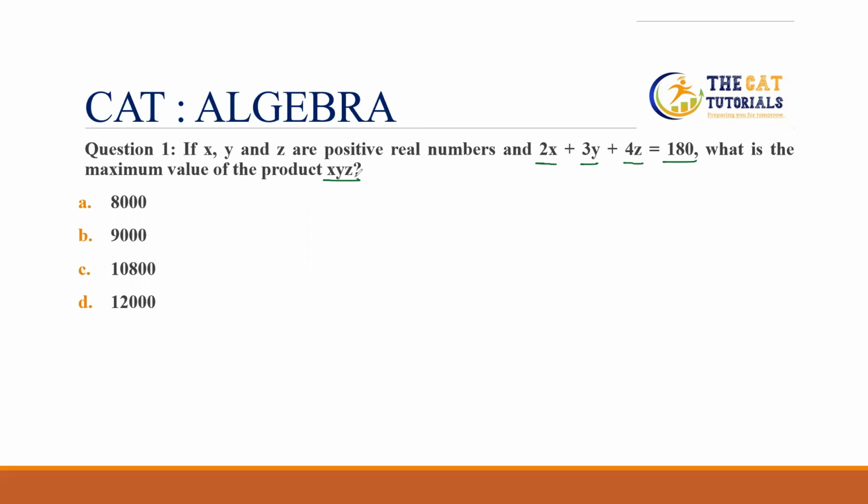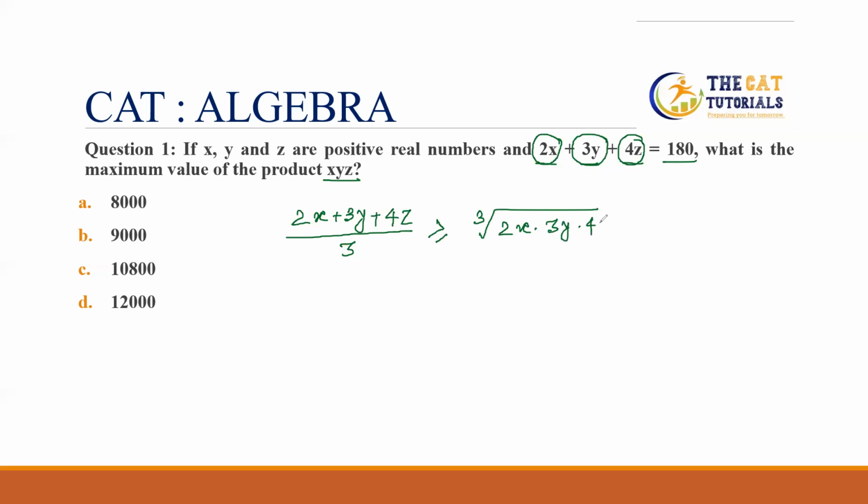Here the value of the sum is given. So definitely we can assume these as three separate quantities. The first quantity is 2x, the second quantity is 3y, and the third quantity is 4z. So right now we can calculate the arithmetic mean: 2x plus 3y plus 4z, divided by 3, will give you the value of the arithmetic mean. As per the rule, we can say that this mean is greater than or equal to the cube root of the product. When we take the product, the first term is 2x, the second term is 3y, and the third term is 4z.